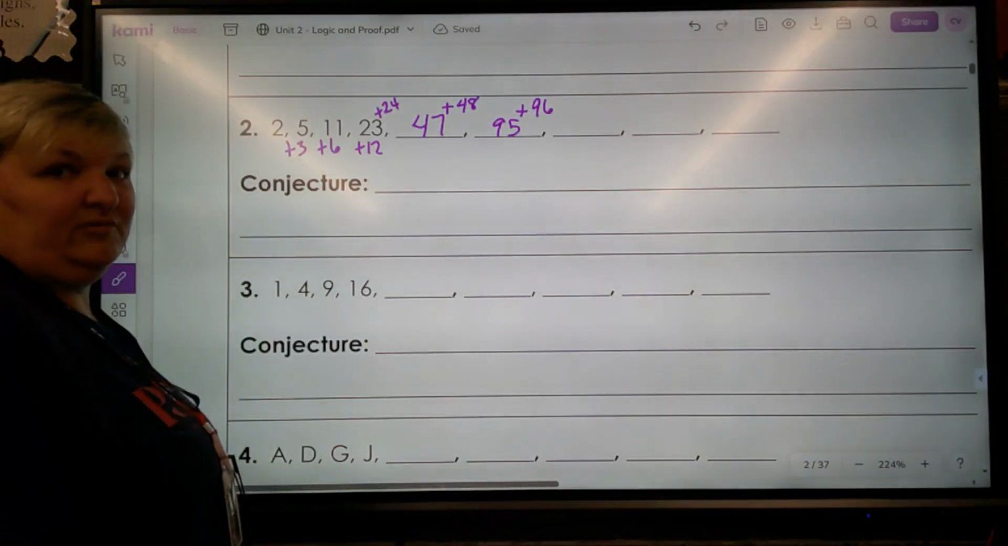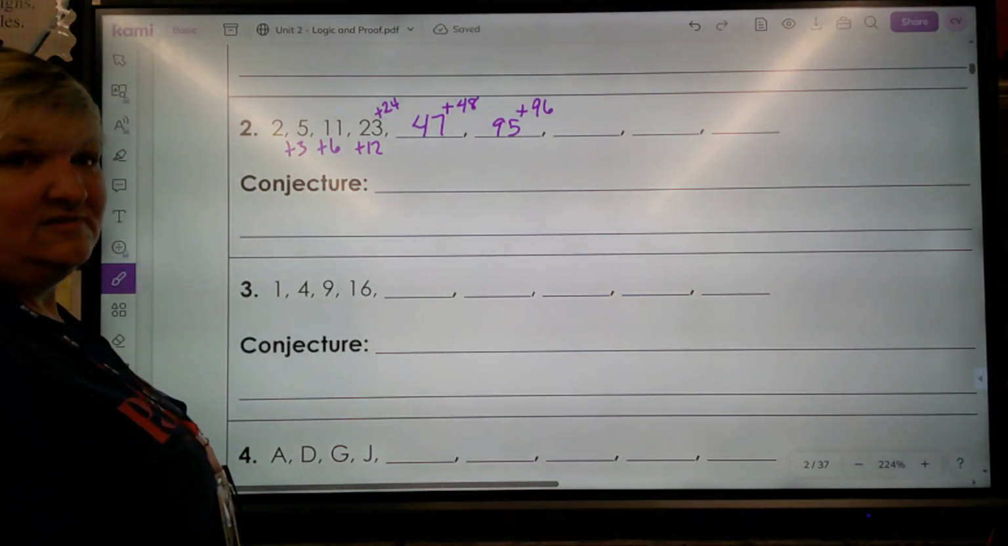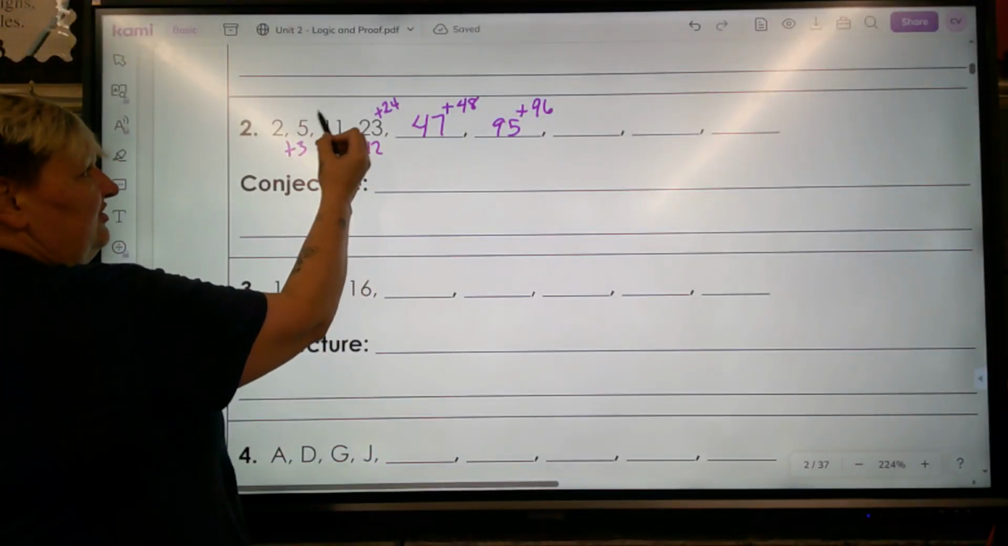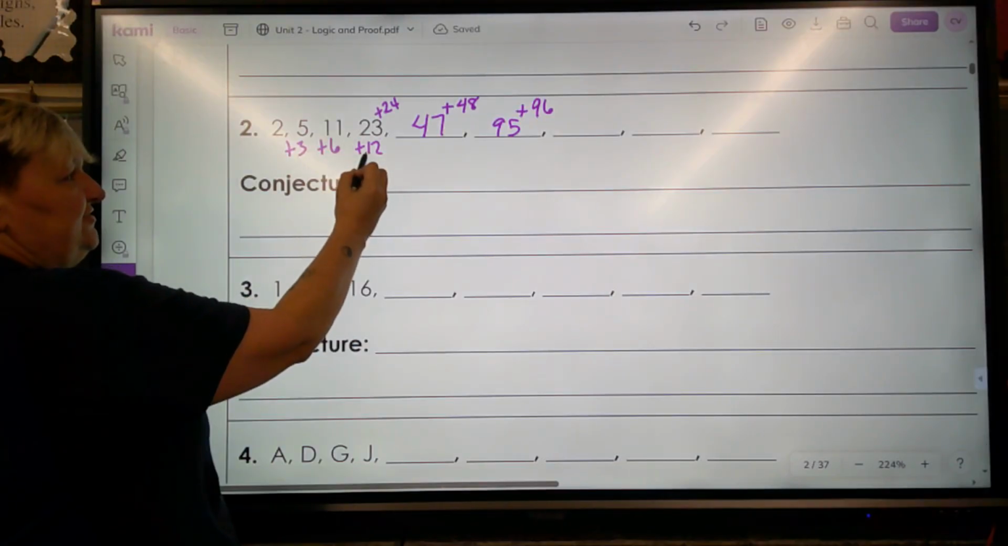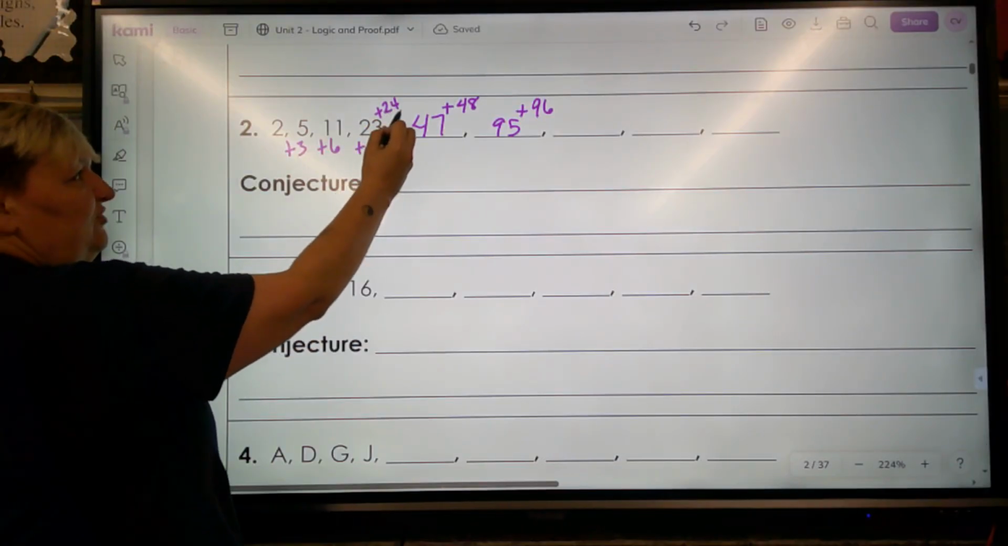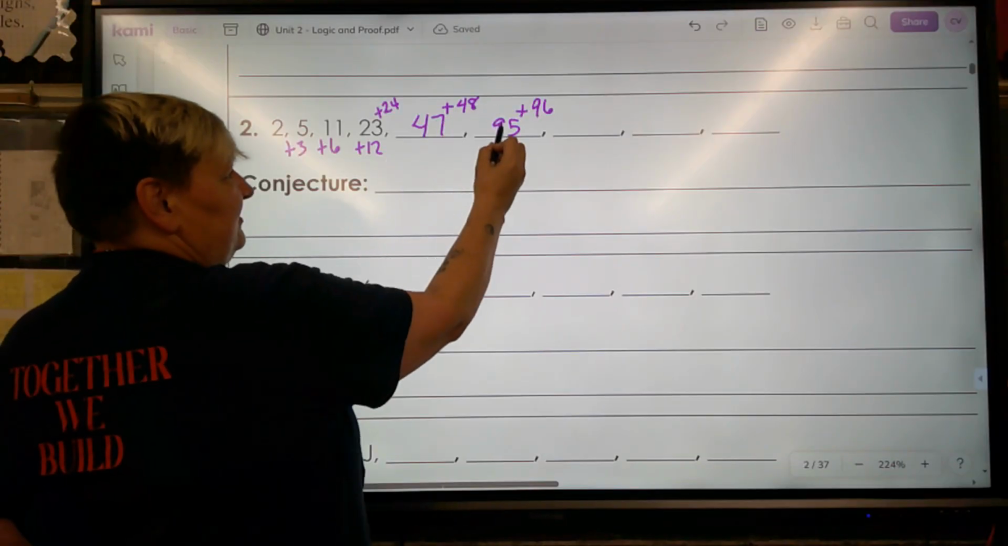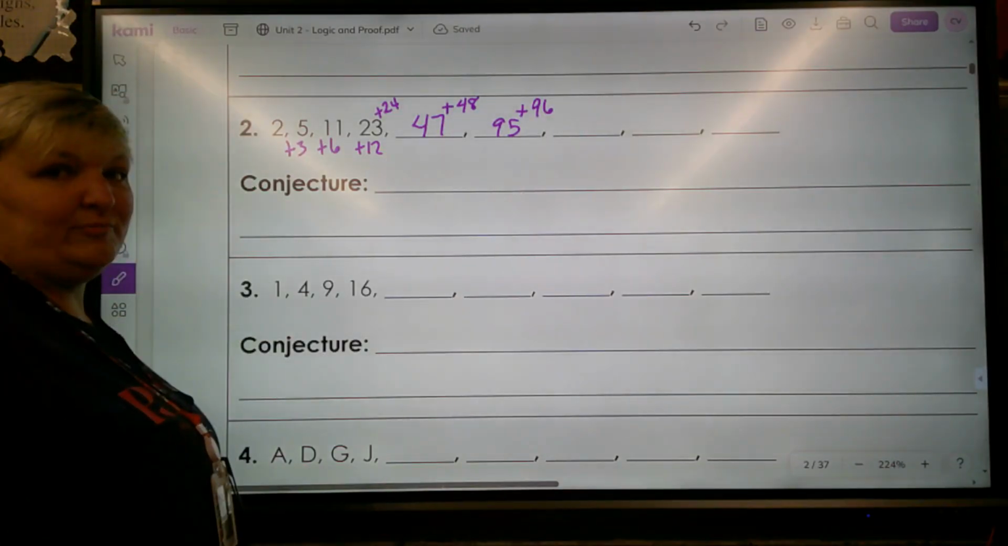There's another pattern emerging. These numbers are consecutive. 2, 3, 5, 6, 11, 12, 23, 24, 47, 48, 95, 96. There's a whole other pattern emerging.